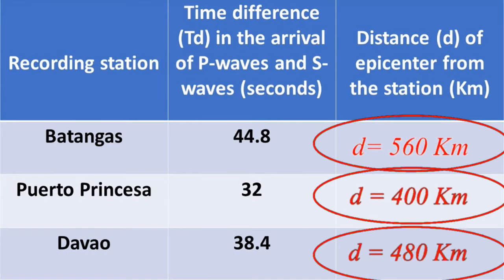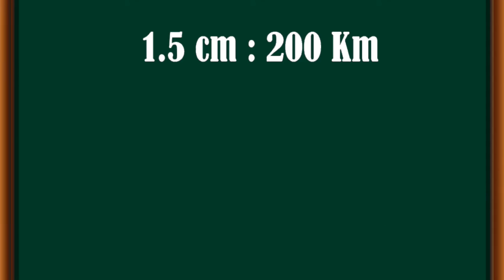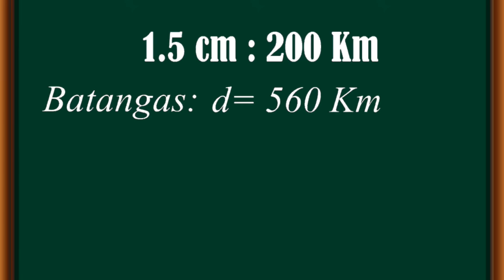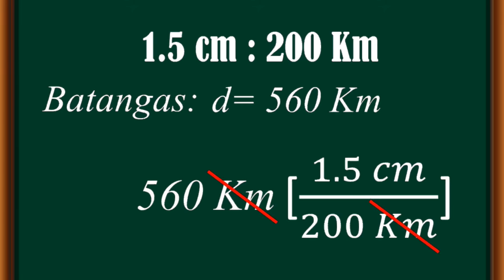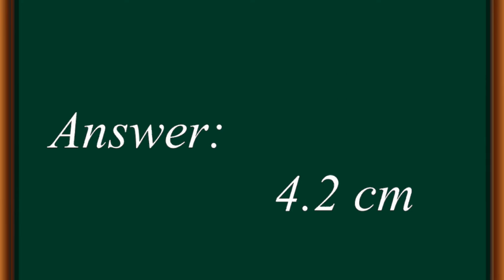A while ago, we were able to get these values, and these are the values that we will convert from kilometers to centimeters by using the scale that we have set. So we set the scale 1.5 centimeters is to 200 kilometers. Then cancel the unit in kilometers. What is left is the unit in centimeters. Then do the mathematics by dividing 1.5 by 200, then multiplying its quotient by 560. Then we got the answer, which is equal to 4.2 centimeters.